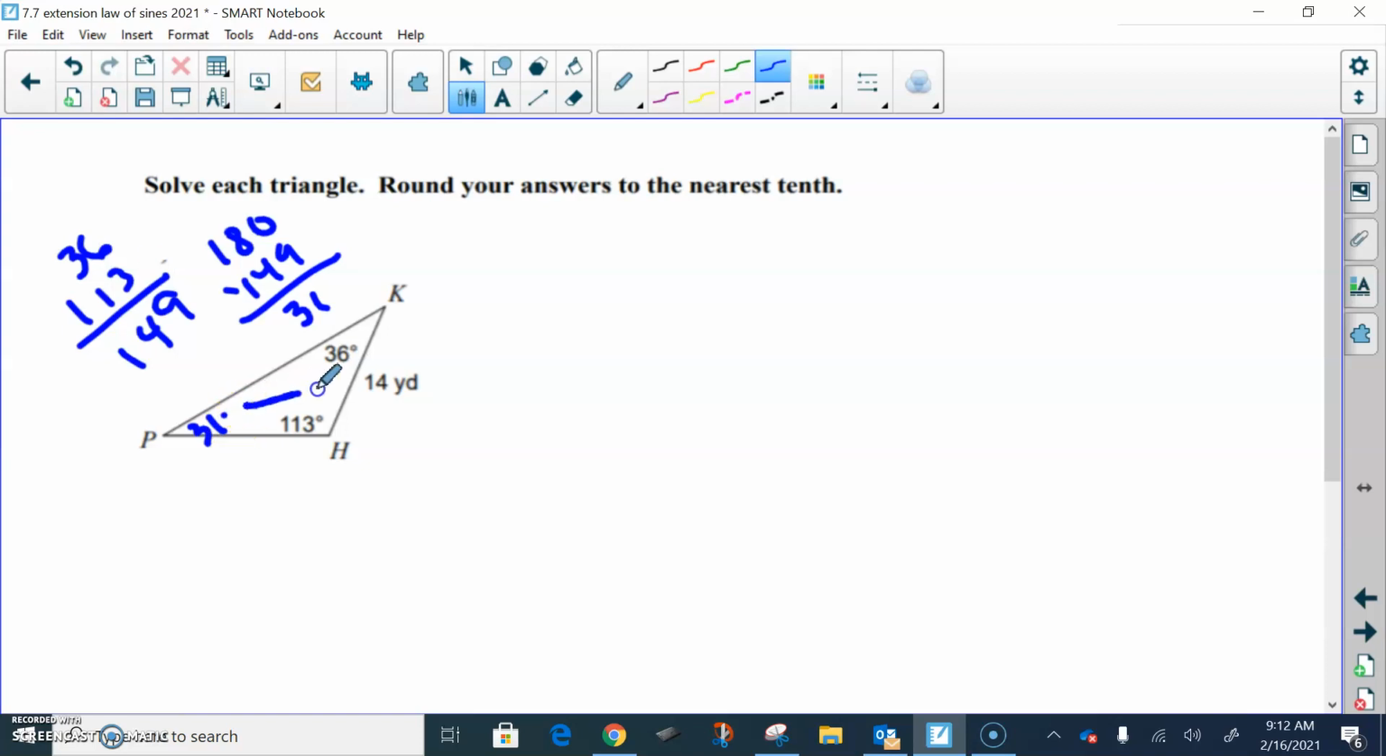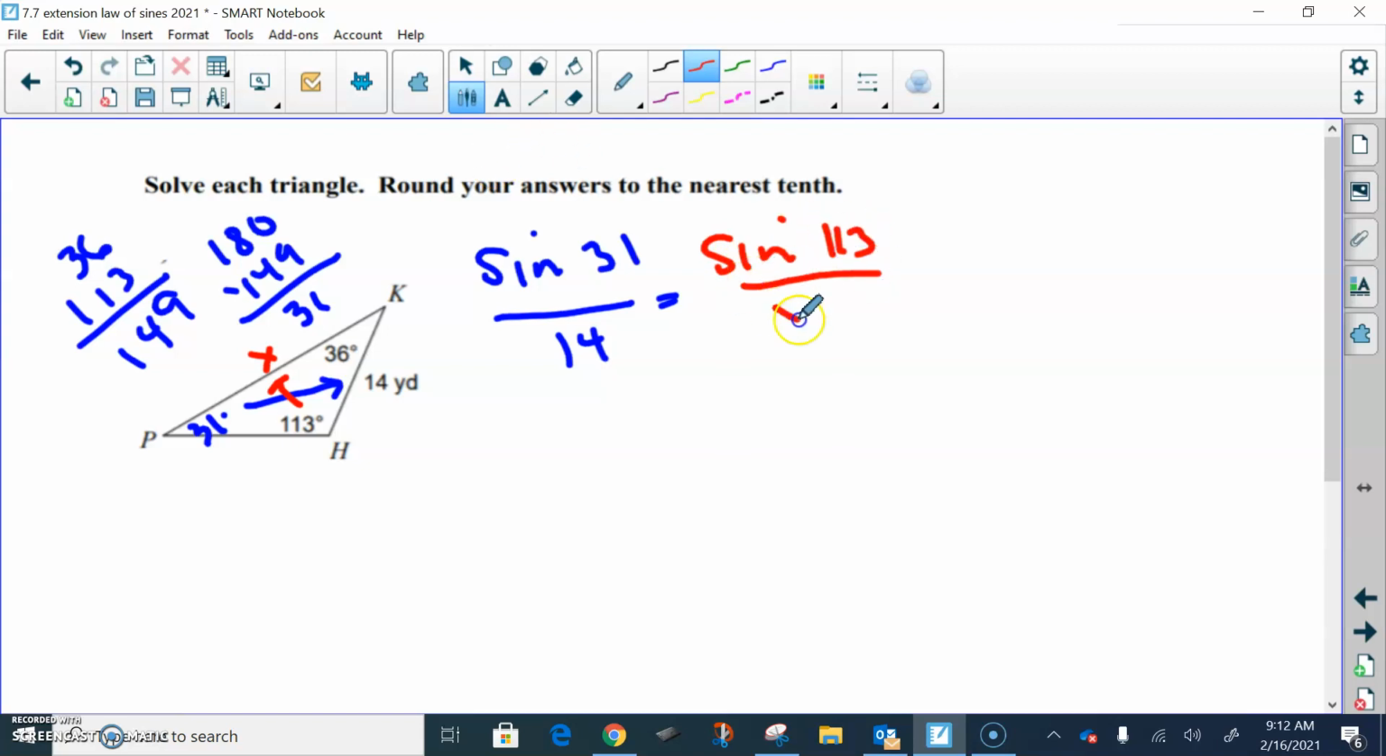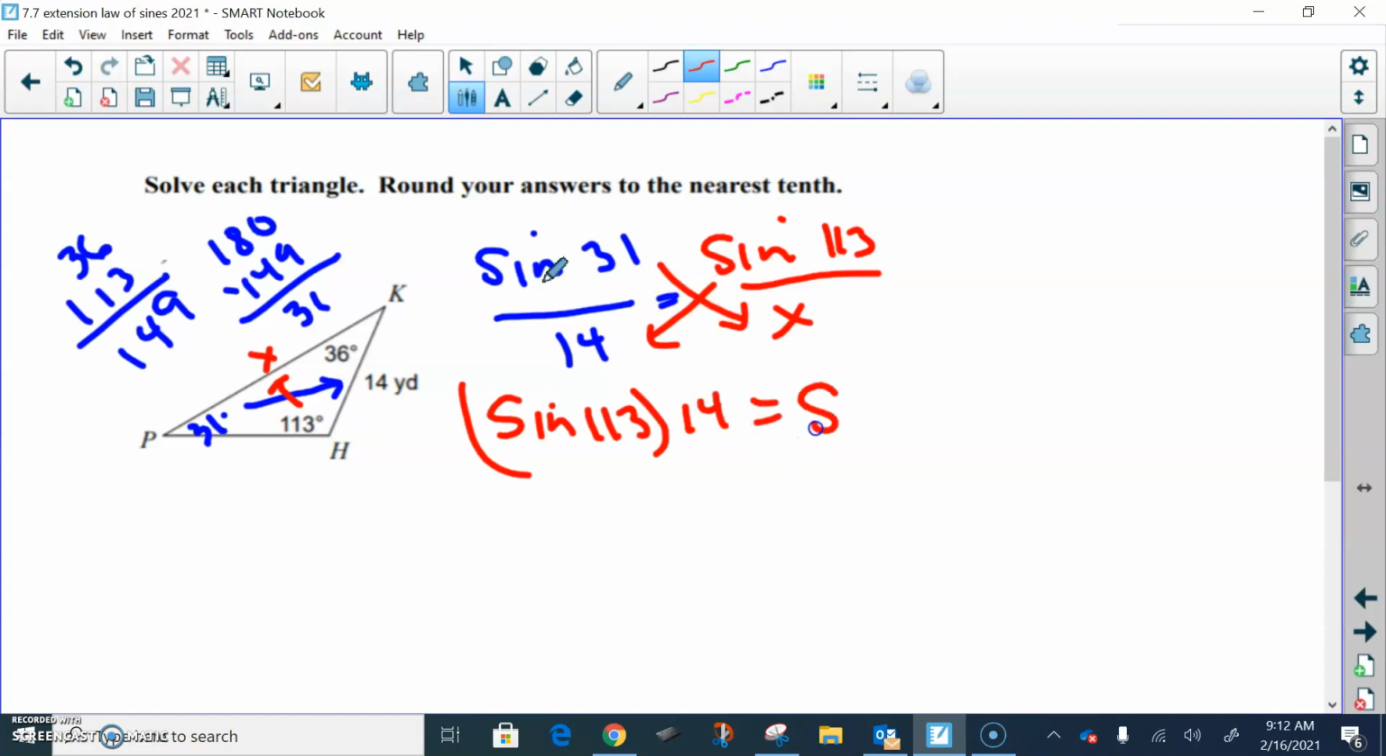So I'm going to start with sine of 31 over 14 as, and it doesn't matter where you go from here. Maybe I'll just find KP. So I'm going to say sine of 113 is to, I'll call it x for now. Sine of 113 times 14, I'm just cross multiplying now, equals sine of 31 times x. Divide each side by sine of 31 to get my x by itself.